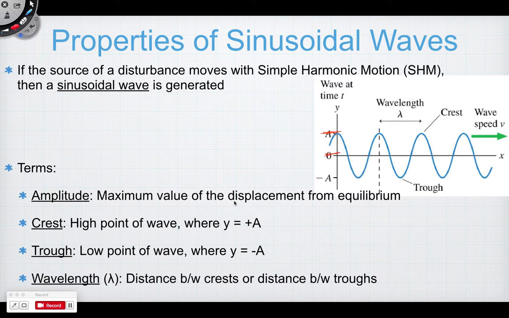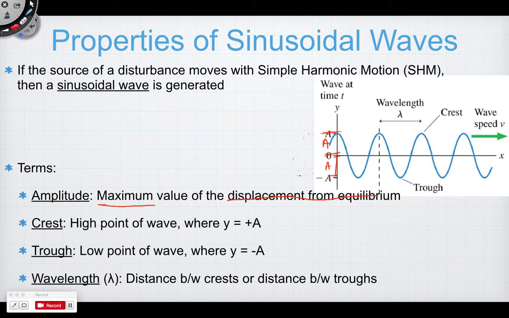It's the same definition as before, the maximum displacement from equilibrium. But I have to remember that this is an amplitude, and this is an amplitude. This all the way down to here is not the amplitude. That is actually 2 times the amplitude. Let's just ignore that. The amplitude is from equilibrium to the highest or lowest position.